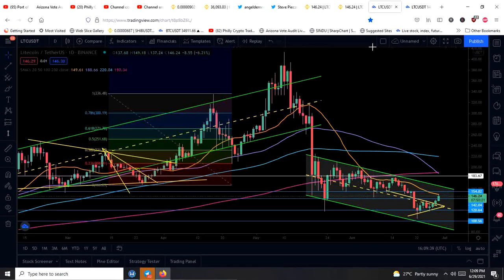All right, see this descending channel that is forming again. Just another look, right? What I want to point out to you guys is the moving averages real quick. The 20 is at 149.62 in orange. In purple, 188.66 is the 50-day. 220 is the 100. 190 is the 200.